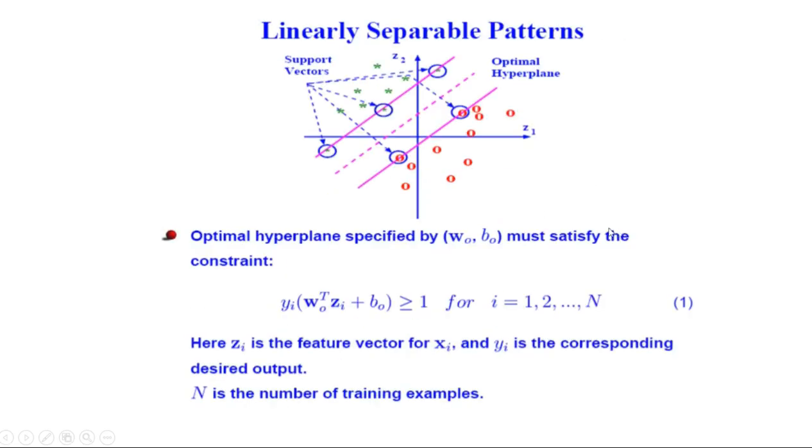So the equation of this green line is W transpose into Z plus B naught. If you multiply with yi value, it should be greater than or equal to 1. That is the essence. You can see this. So this is the constraint you have to satisfy, where Z is the feature vector and yi is the output. Okay, this is the constraint.